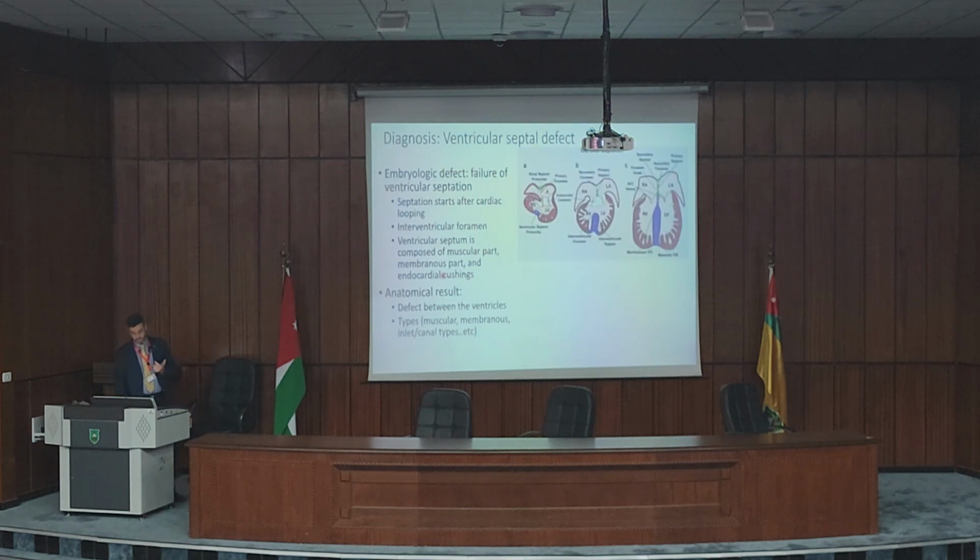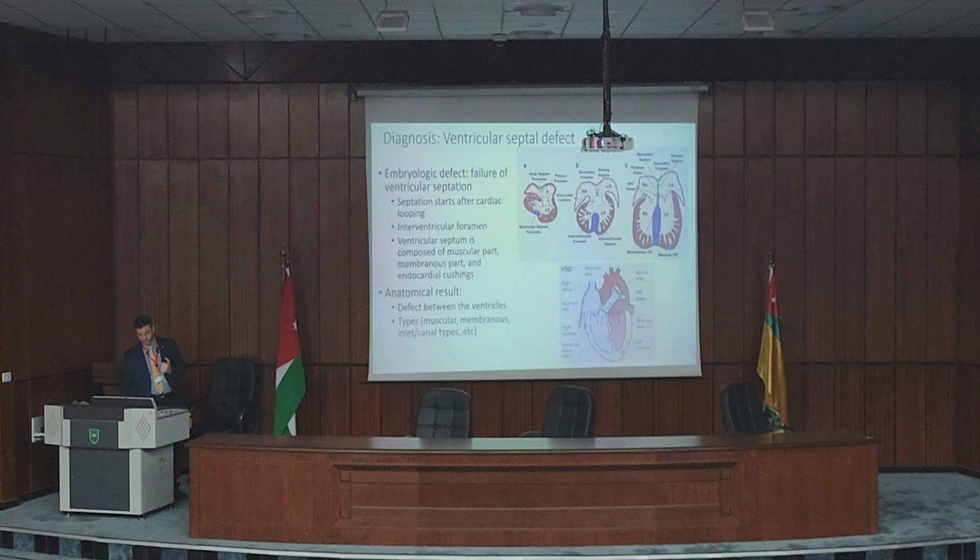So this is a quick revision. This is the ventricle after it started looping. You will get the muscular septum starting to grow, and you have the Cushing's, and you have the membranous septum. All have to meet in the middle and cause an intact ventricular septum. So when you have a deficiency of this process, you will get a ventricular septal defect.